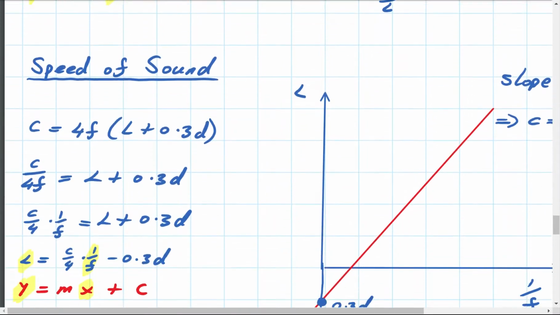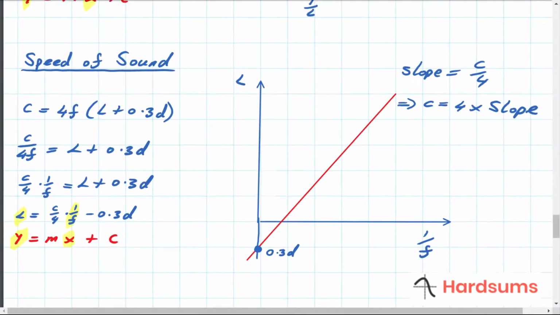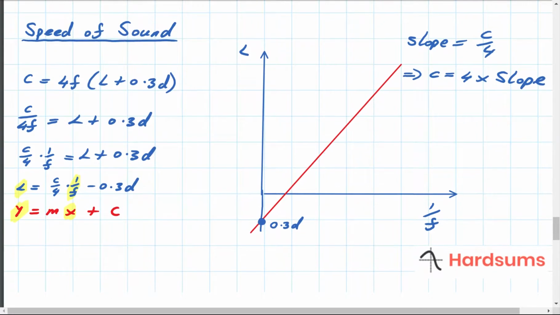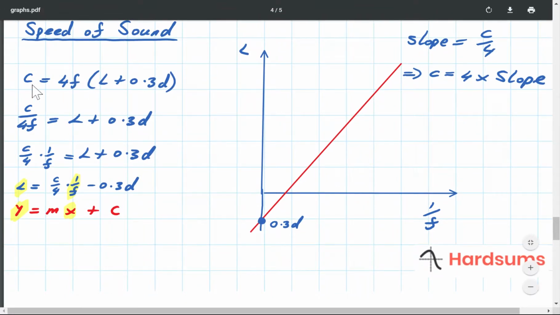The speed of sound graph. So the speed of sound equation, we always start off with the equation in these. So speed of sound is c equals 4f into (L plus 0.3 times the diameter). Again, we rearrange this formula, divide both sides by 4f, and you get c over 4f on this side. 4f is gone on this side.